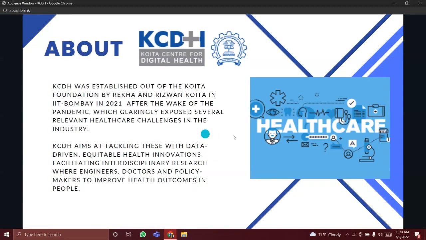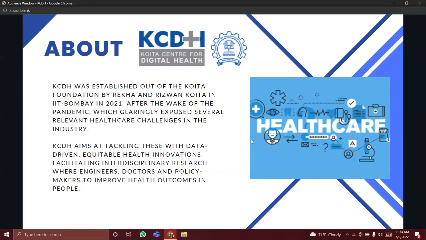I'll explain what KCDH is. It was established out of the Koita Foundation by Rekha and Rizwan Koita in IIT Bombay in 2021, both of whom are very distinguished alumni of IIT Bombay, by the way. In the wake of the pandemic, which I guess is very fresh in all of your minds, this glaringly exposed several relevant healthcare challenges in the industry. And what KCDH aims at is tackling these problems with data-driven, equitable health solutions.